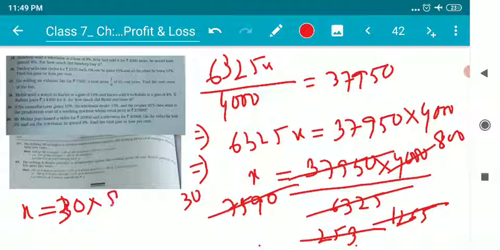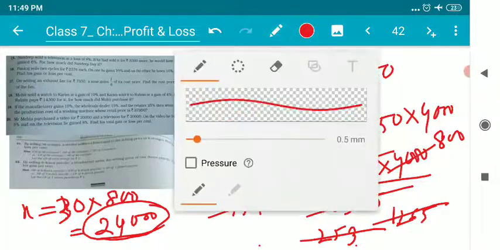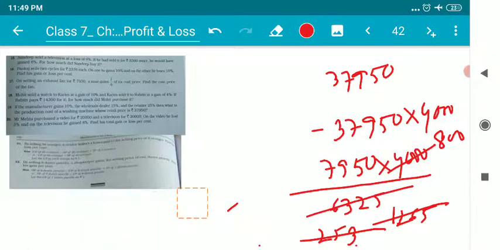30 into 800 will be 24,000. Children, this was the production cost of that washing machine or whatever. I hope it's clear to everyone. Now children, let us understand the next one.